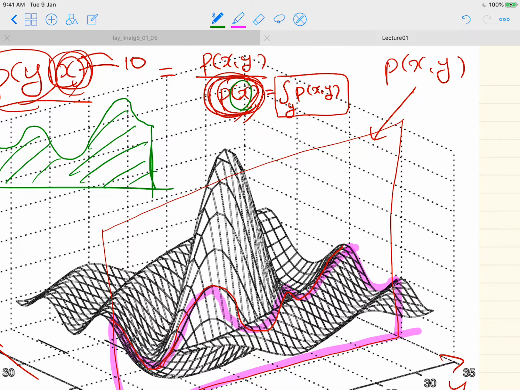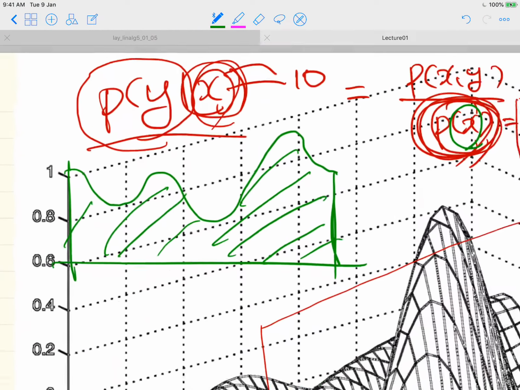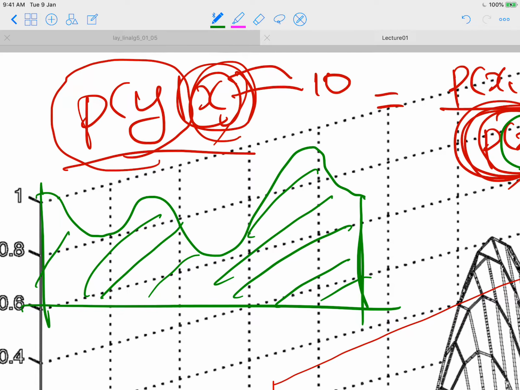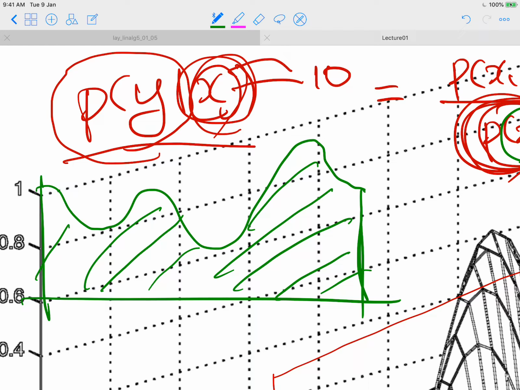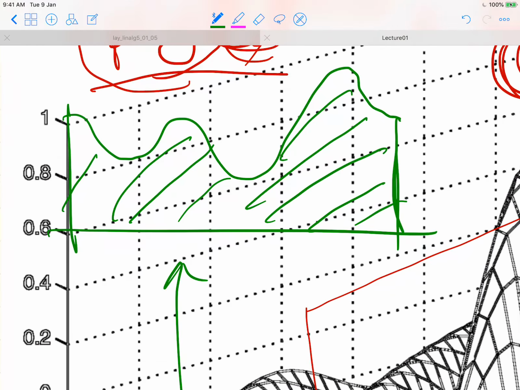But we assume that x is given as a fixed and particular value, right? So whether this x has an overall small or large probability, for this conditional probability of y given a particular x value, we already assume that x already happened. So we normalize this area to sum up to 1.